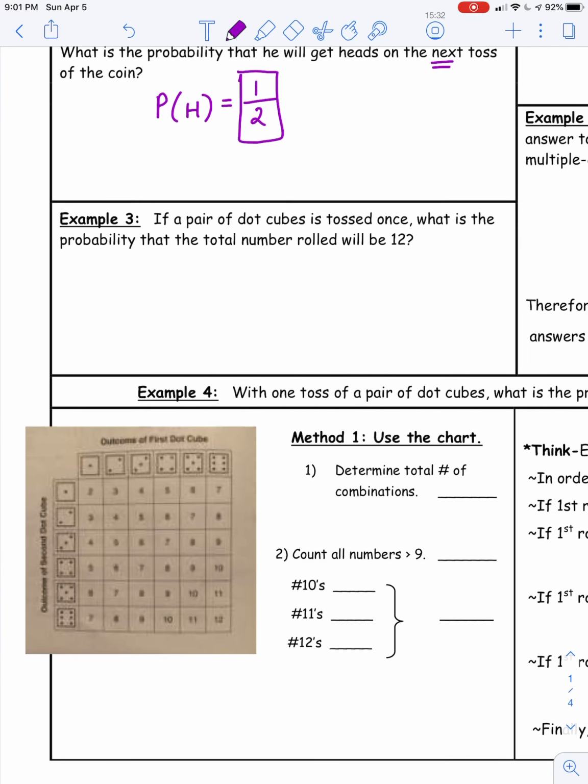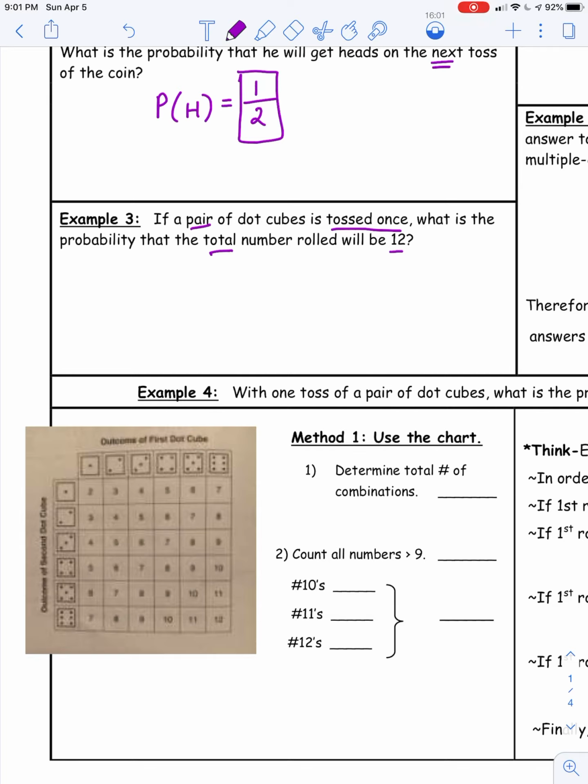Third example, if a pair of dot cubes, okay, we're talking about like dice. If a pair of dot cubes is tossed once, what is the probability that the total number rolled will be 12? Okay, now let's think about this. If the total number has to be 12 and there is a pair of dot cubes, we're only tossing it once. What's the probability that the total number will be 12?